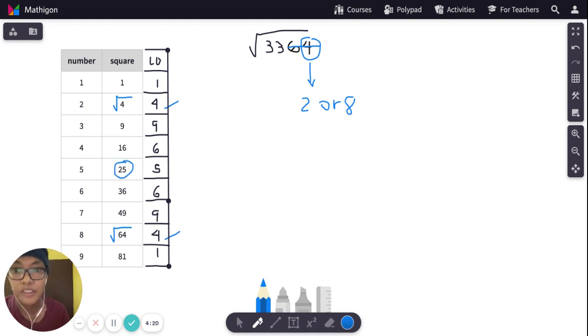Yung 33, you will look at your second row, then locate a number that has a perfect square which is less than 33, and that is 25. You get the square root of that, your answer is 5. So actually, whatever you get here is your first digit in your answer. Okay? So sulat na natin para hindi natin makalimutan.